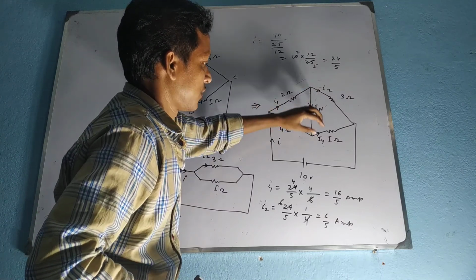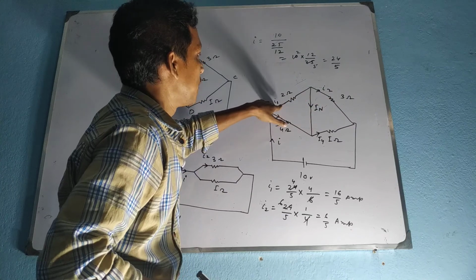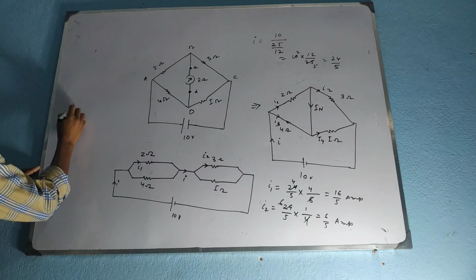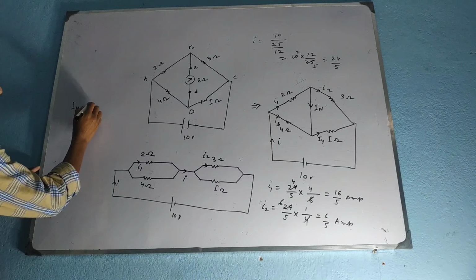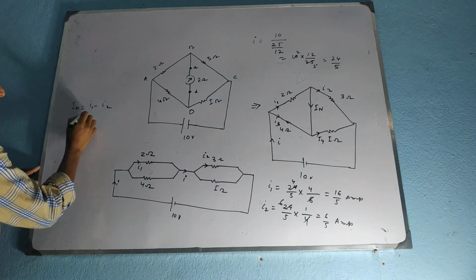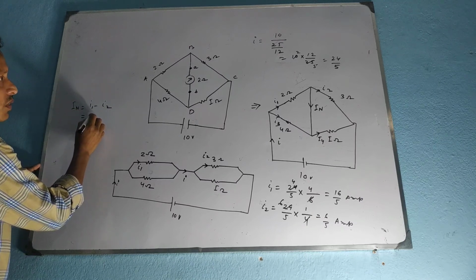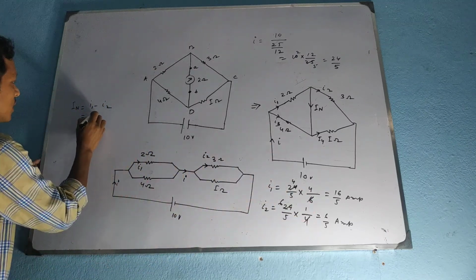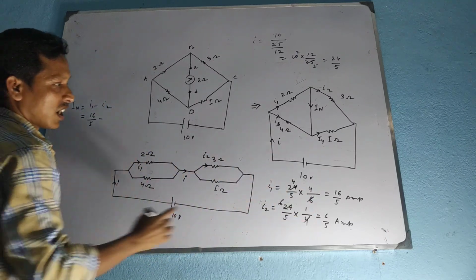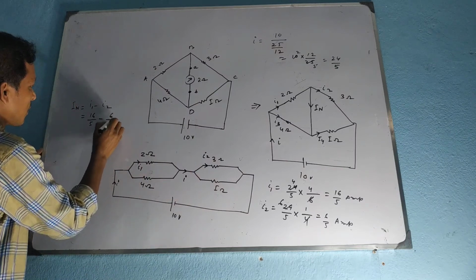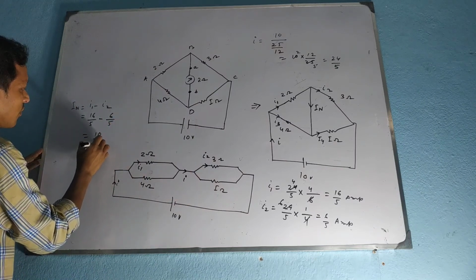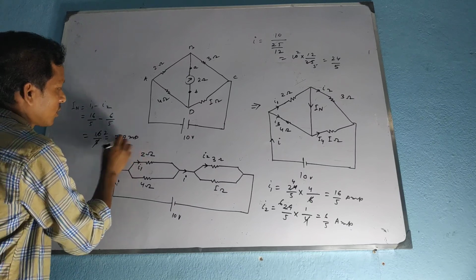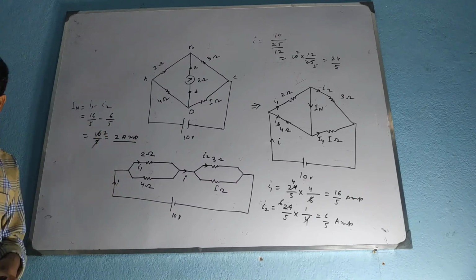So the difference of I2 and I1 gives the Norton's current. So the Norton current IN will be I1 minus I2, and I1 equal to 16 by 5 minus I2 equal to 6 by 5, so 10 by 5, or this is equal to 2 amperes. So the Norton's current is 2 amperes.